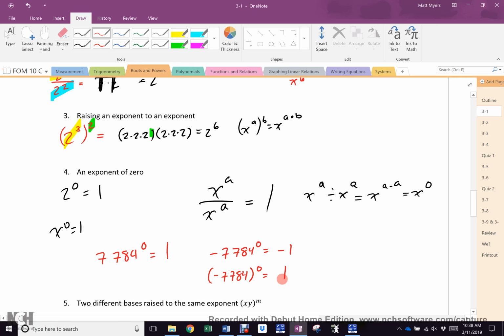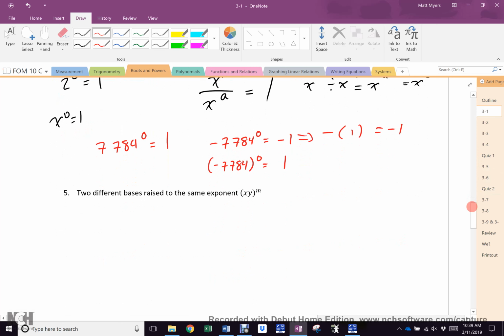Positive 1. Because any base to the 0 is 1. So this really is negative 1, because the base to the 0 is 1, and the negative 1 we write as negative 1. Everybody cool? Yeah? Okay. We still aren't seeing anything new yet.